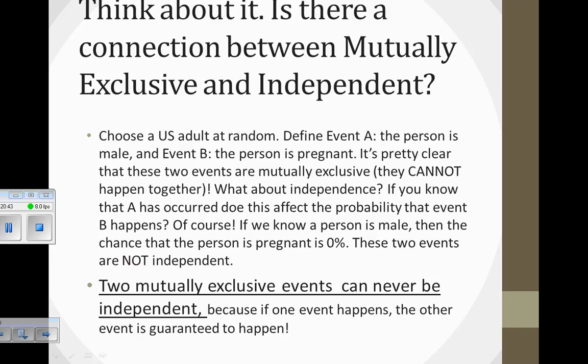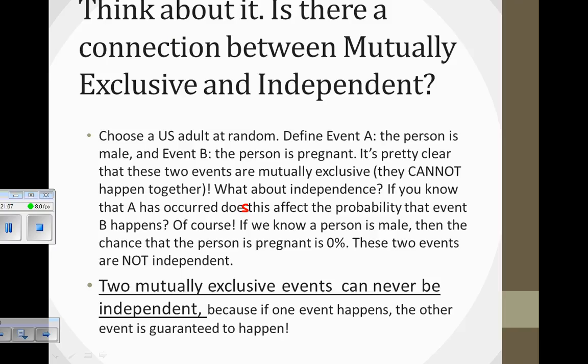Choose a U.S. adult at random. Define event A as the person is a male, and event B as the person is pregnant. Well, it's pretty clear that these two events are mutually exclusive. They could never, ever happen together. Hopefully.